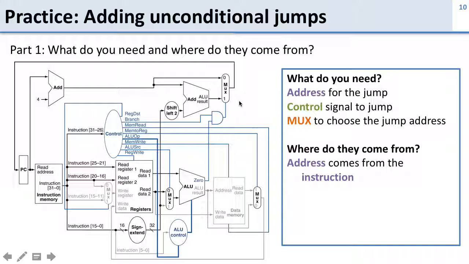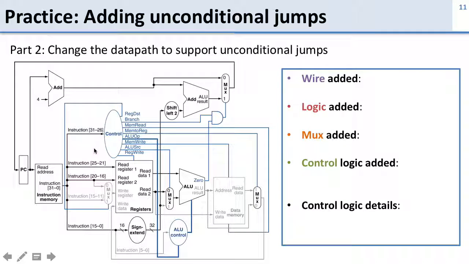Now, where did these things come from? Well, the address is going to come from the instruction. Remember, we looked at the encoding. Those bits are in the instruction bits. And the control signal to control this new mux we need, well, it's going to come from our control logic. So we're going to have to extend that. So now you're ready for part 2. Go ahead and figure out what you need to change in the data path to be able to support that. You're going to need to add some wires, some logic, some mux, and some control.